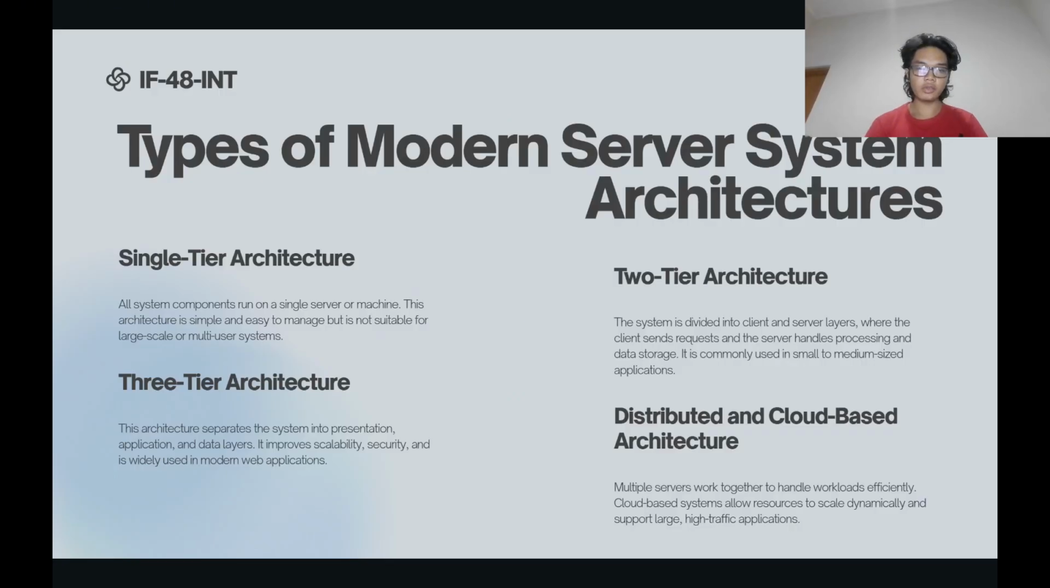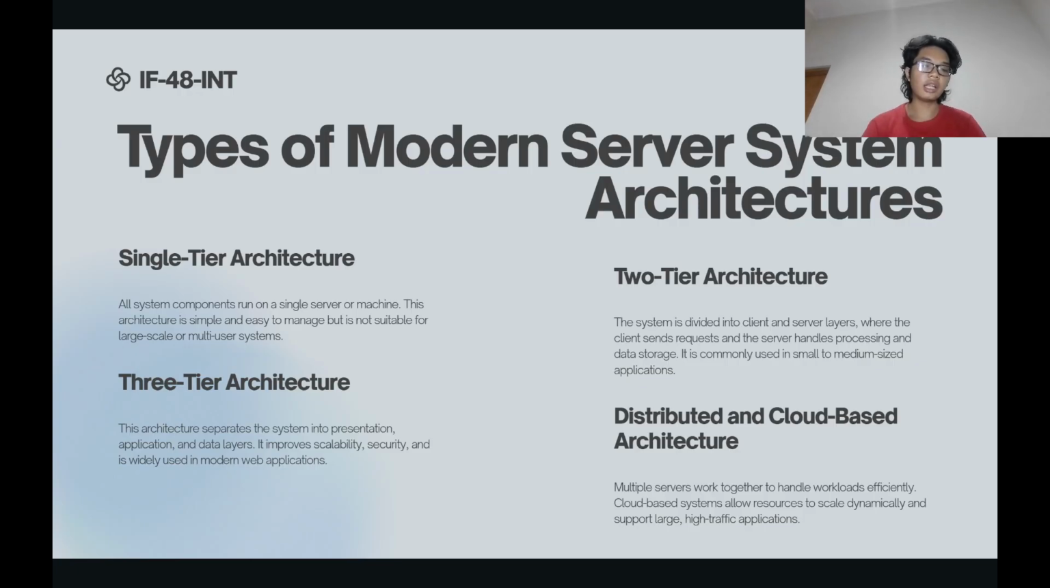Types of modern server system architectures. There are four main types we should know. First is single tier architecture. Think of this as an all-in-one box. The database, the logic, and the user interface all run on one single machine. Next, we have two-tier architecture. Here we split things up into a client and a server. Your phone or laptop acts as the client sending requests, while a dedicated server handles the processing and data storage.